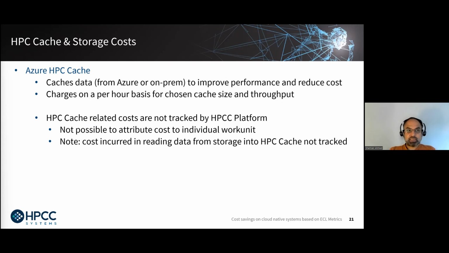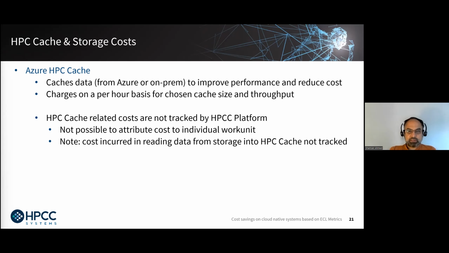HPC cache is an Azure file caching service that caches data from Azure storage or on-prem storage. It improves performance by reducing latency and reduces costs, because every additional request to the cache doesn't incur any additional cost. Only the first read from the storage account to populate the cache incurs a cost.